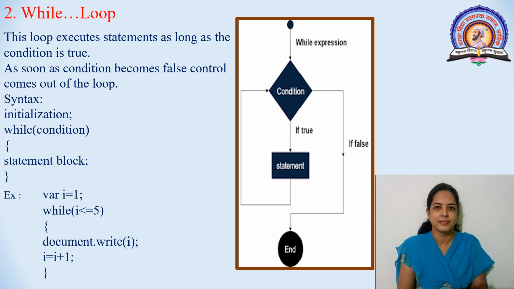Here you can see one example, variable I equal to 1, while I less than equal to 5, document.write I, I equal to I plus 1. So when this program is executed, initial value of I is equal to 1, while here the condition is given while I less than equal to 5. Now value of I is equal to 1 means the condition is true. So it will execute this statement, means it will display value of I, that is 1. Next statement is I equal to I plus 1 means value of I is increased by 1.